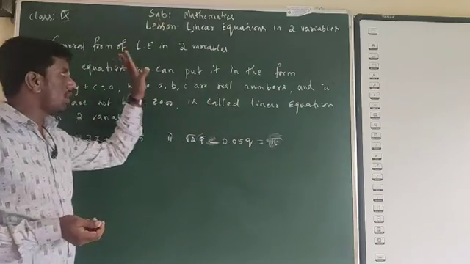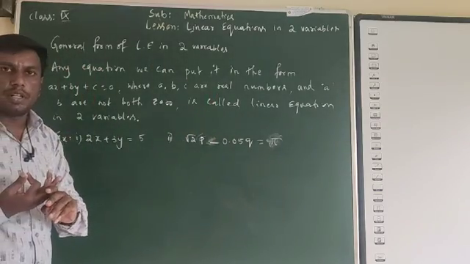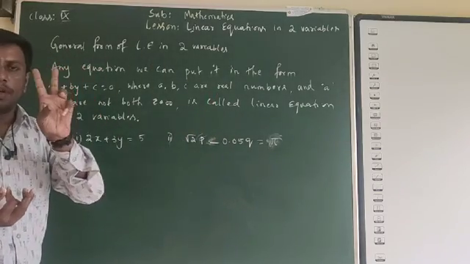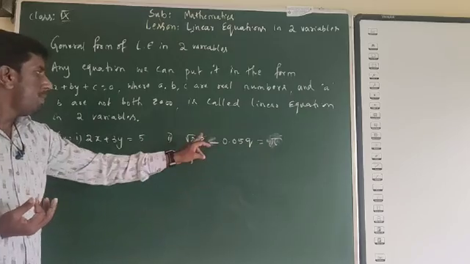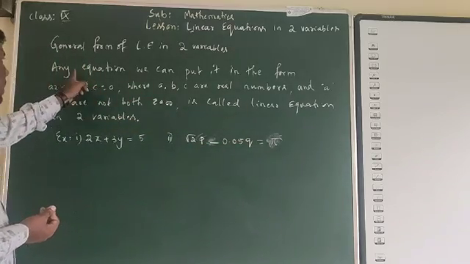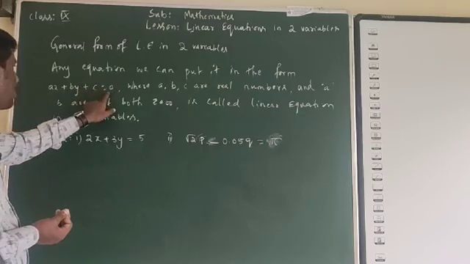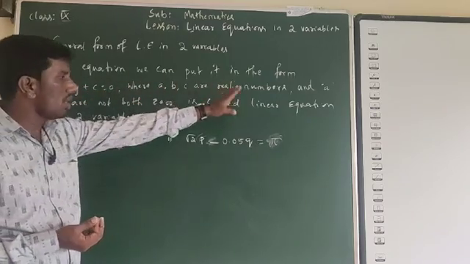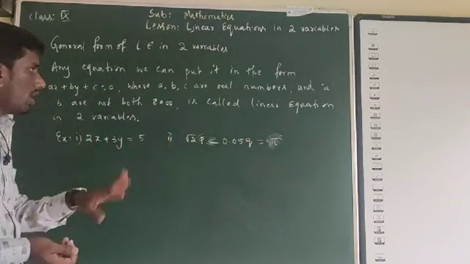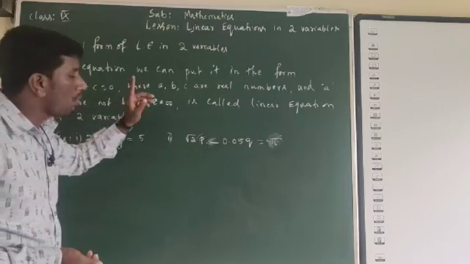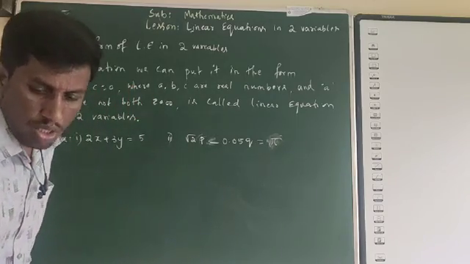What is the condition for a linear equation in two variables? There must be two variables. P and Q are the variables. You can observe that any equation you can put in the form ax plus by plus c is equal to 0, where a, b, c are real numbers, and a, b are not both 0.